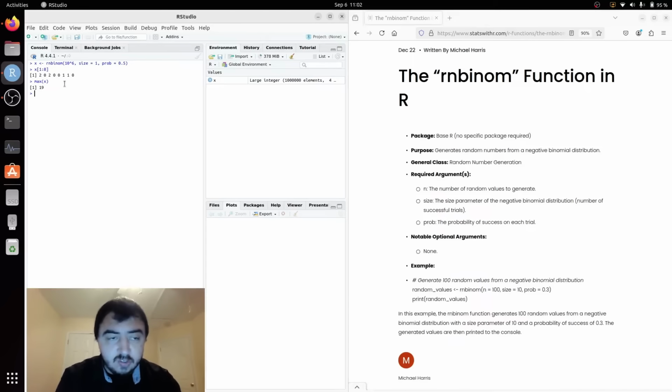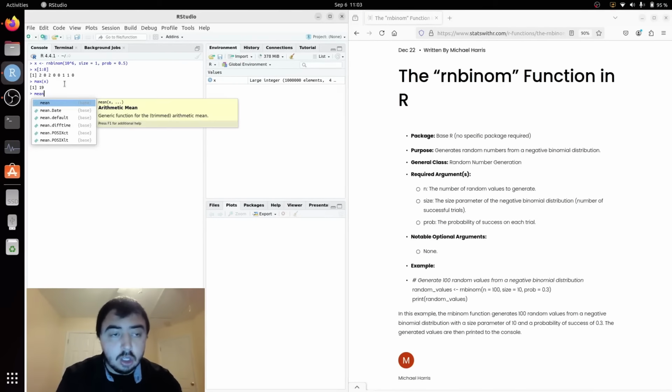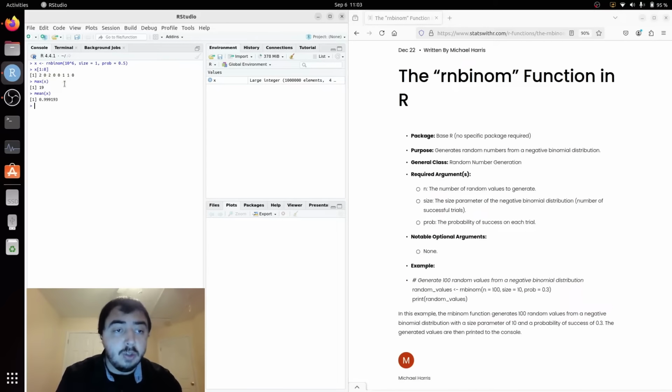Okay, so let's go ahead and get the mean and standard deviation of this. The mean of this is 1. On average, it takes 1 failure before a success. That's great. The standard deviation is 1.41. You might recognize that as the square root of 2, which makes sense because if we do the variance, we get a number very close to 2.